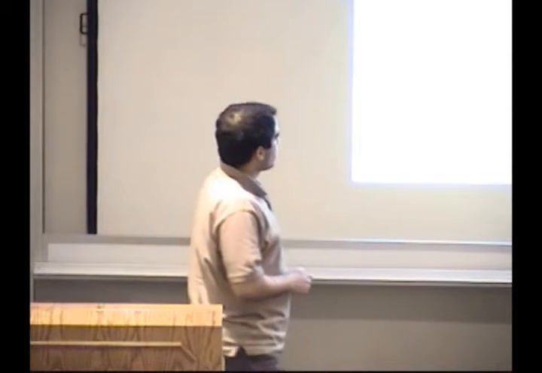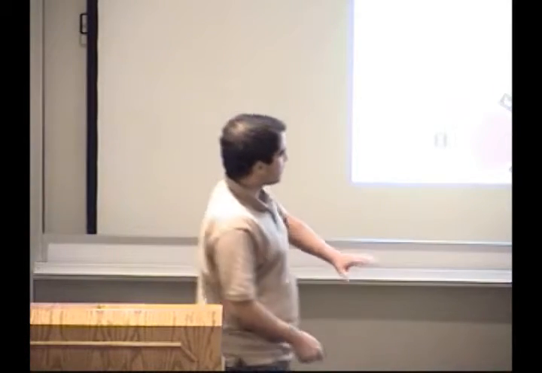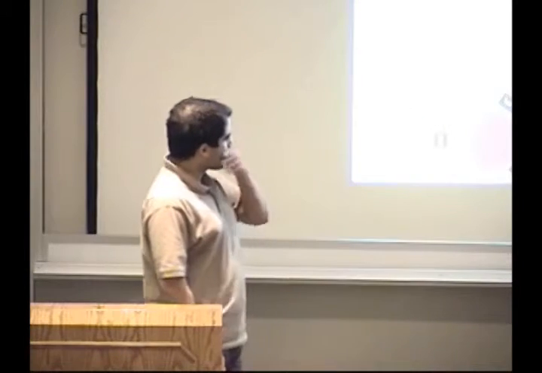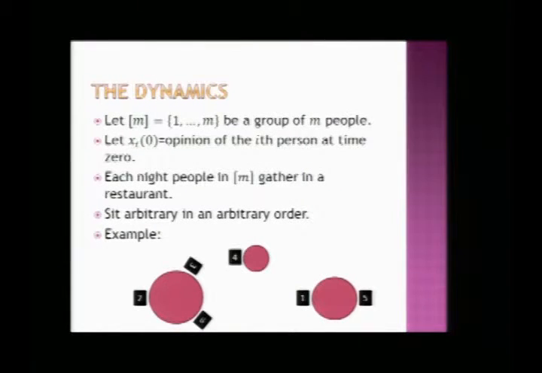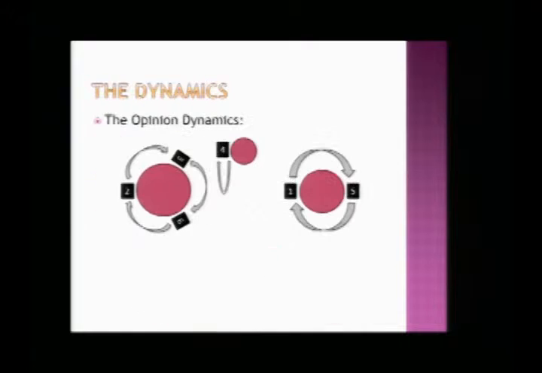So here is an example of such a setting. The first night can look like this. We have 6 people. They go to this restaurant, and this introverted guy sits at this table, single, and these 3 guys sit together, and these 2 guys sit together. So this is how they sit, and here is the dynamics.